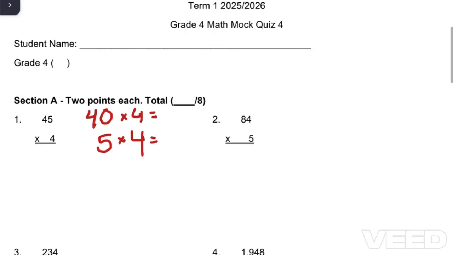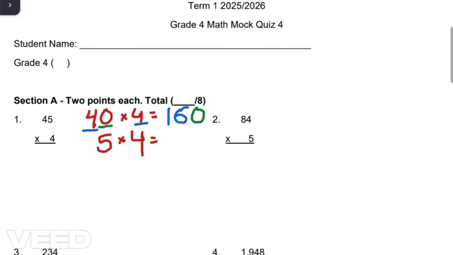And 40 times 4, well, we may not know it off the bat, but we may know what 4 times 4 is. And yeah, that's going to be 16. And as we studied before, if there's 1 zero at the end of our factors, we can add 1 zero at the end of our product. So let me go ahead and fix that 6 there so it looks more like a 6. And our first partial product is 160.